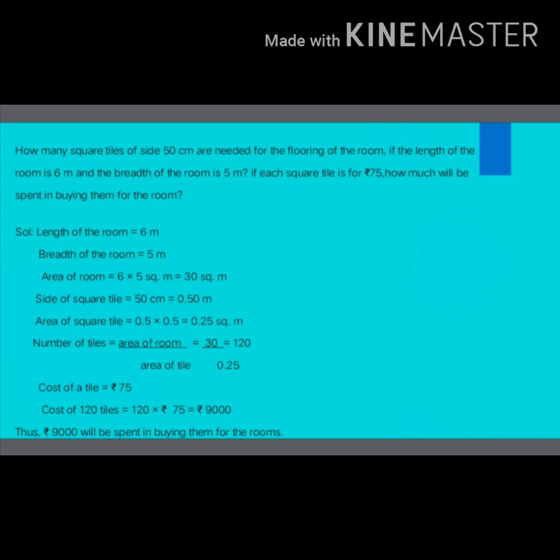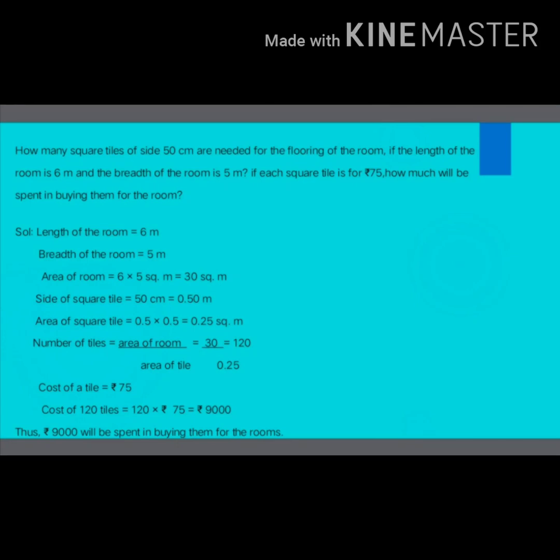You can also do it vice versa if you want. You can change the units of room into centimeter instead of converting the centimeter into meter of the square tile. Now I find the area of square tile, which is side into side, that is 0.5 into 0.5 will give me 0.25. Now ultimately, to find the number of tiles, as I told, divide the bigger area with the smaller area. So the area of room has to be divided by area of tile, which will be 30 divided by 0.25, which is nothing but 120. Now I have got the number of tiles as 120.